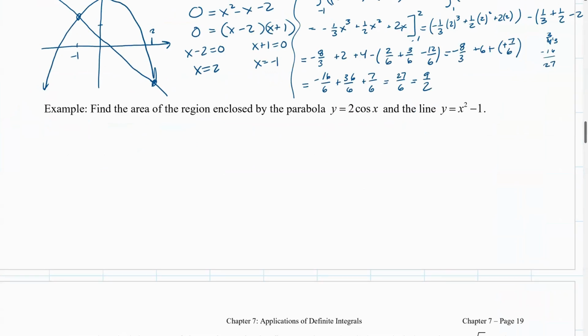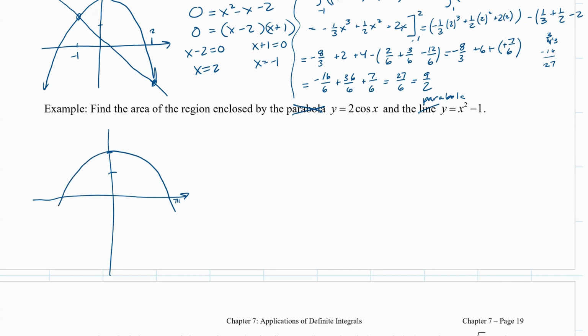Find the area enclosed by the parabola. That's not a parabola. By the curve y equals cosine x, and the line y equals, well, this is not a line, this is a parabola. Oh, gonna have to edit that. Okay, so let's draw it out. 2 cosine x starts up here at 2, and kind of goes down by the time we get to pi, and as we get to negative pi. x squared minus 1: start here at -1, and we kind of go up.